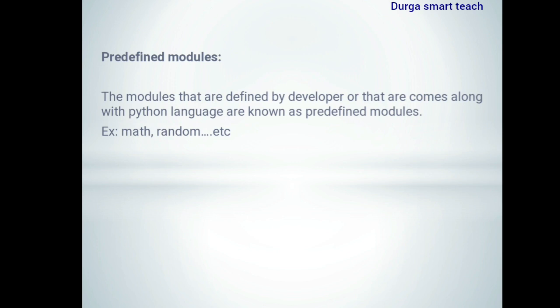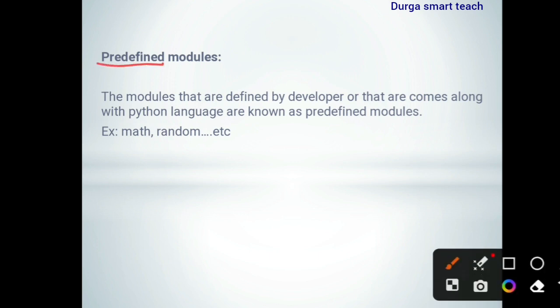So predefined modules, the name itself indicates, are already defined modules. The modules that are defined by Python developers, or that come along with the Python language, along with the Python installation, are known as predefined modules. Examples are math, which is one predefined module, as well as random, which is another predefined module.